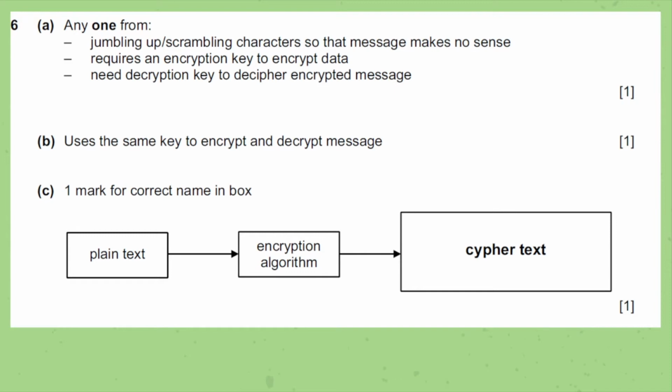So the answer to that is, encryption is where data is jumbled up or scrambled, which makes no sense when hacked, but can be hacked, and it requires an encryption key to encrypt and a decryption key to get the original text back. Symmetric encryption is where the same key is used to encrypt and decrypt the message. So the answer for this missing box is ciphertext. Ciphertext is a name given to the scrambled meaningless data.